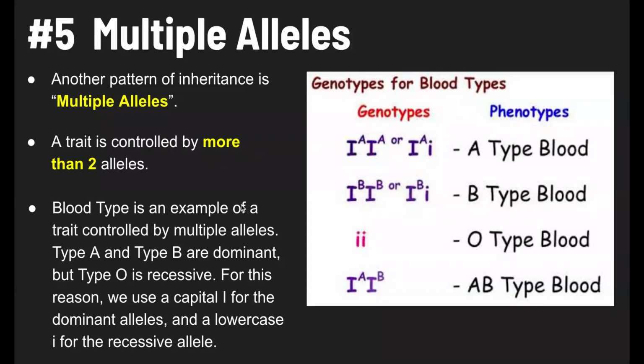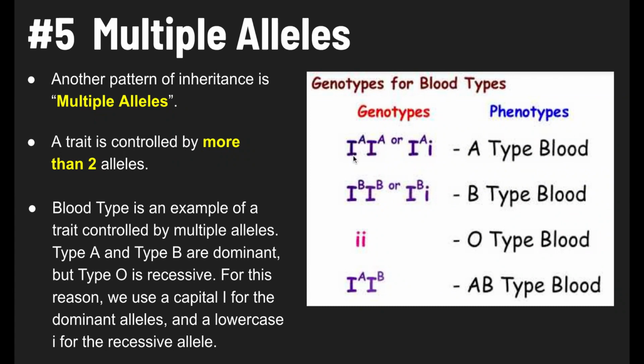Type A and type B are both dominant alleles. So if you're looking at the phenotype here, type A blood, there's 2 ways to be type A. You could have 2 of these A alleles, or you could have just one of the A alleles. Now you might be wondering, why am I using I's? A capital I and a lowercase I. Well, that's because there is a recessive allele here. The little i is for type O. So type O is recessive, but both type A and type B are dominant blood types.